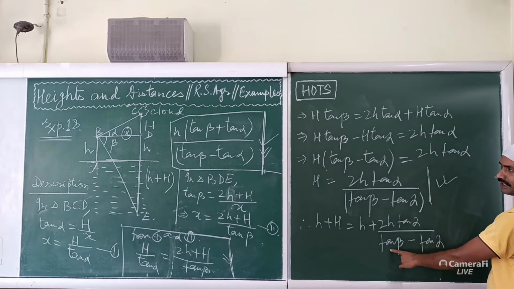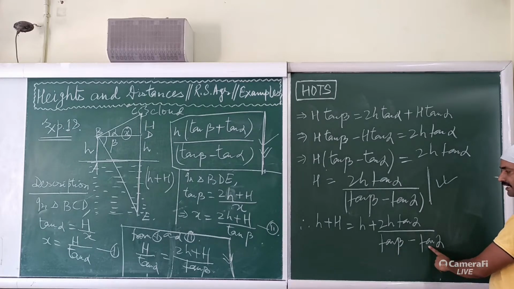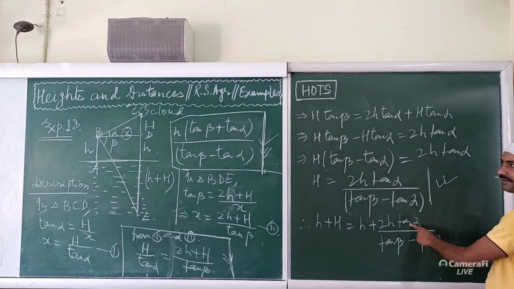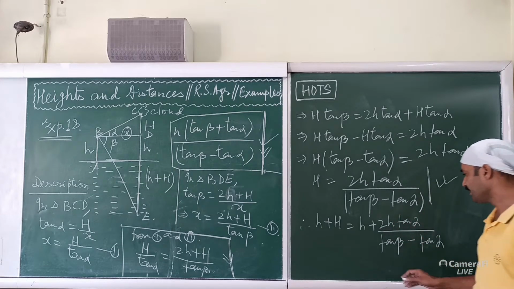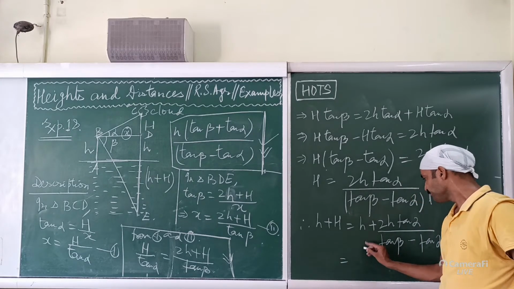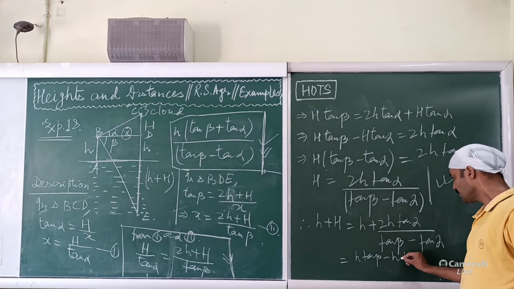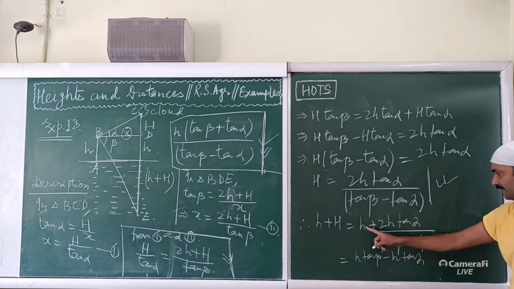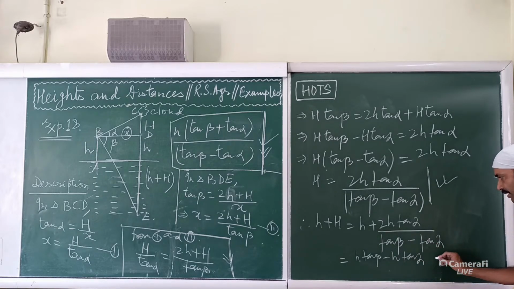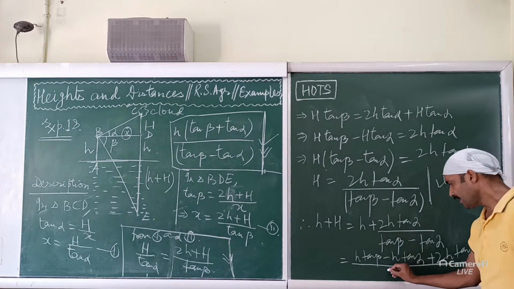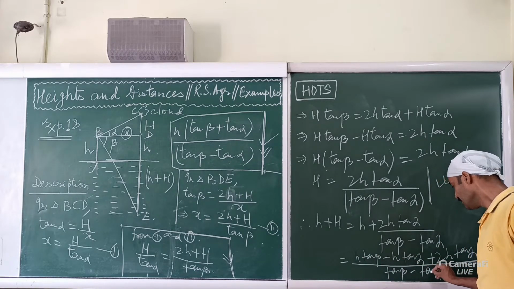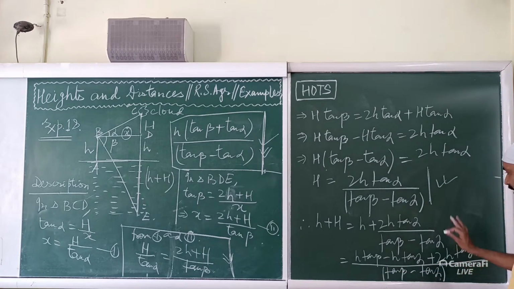This will be multiplied with this, it will be h tan beta minus h tan alpha. Here it is 2h tan alpha, one time it will minus, result you will get. See, this will be h tan beta minus h tan alpha, h into this, plus this one, 2h tan alpha whole by tan beta minus tan alpha. Clear?